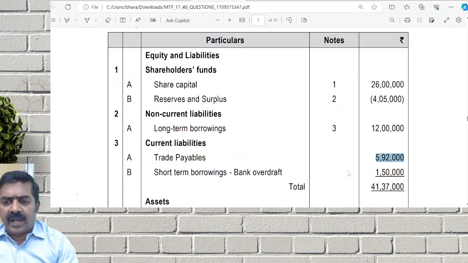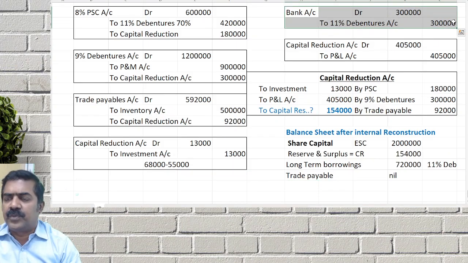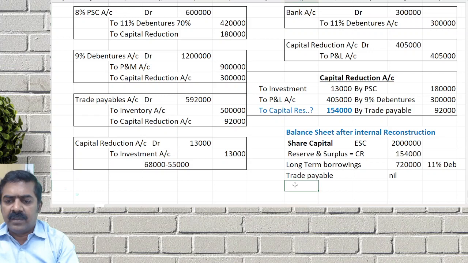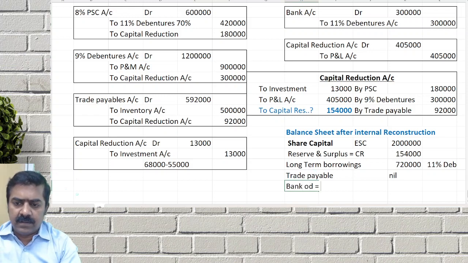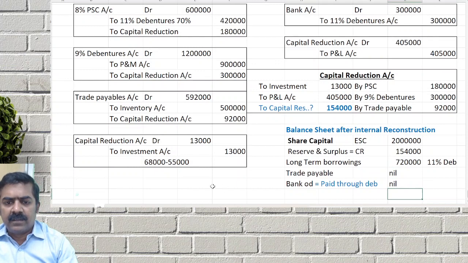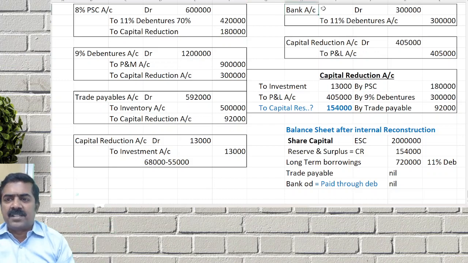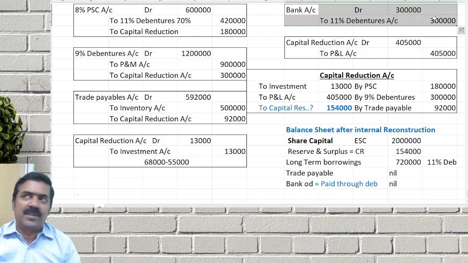Then there is bank OD 1,50,000, right? It will not appear. Why? Because the debentures are issued for settling which one? Bank OD. Paid through debentures. Bank OD is paid through debentures issue. That will also become nil. It will be adjusted automatically. Bank balance and bank OD balance will be set off. Bank OD will have a negative balance. Once you pass this entry, it will become which balance? A positive balance, that's all.